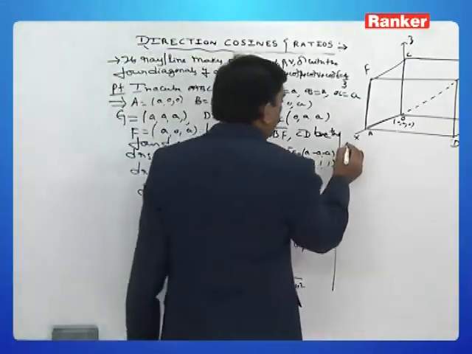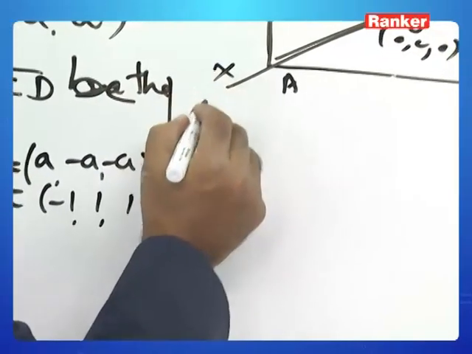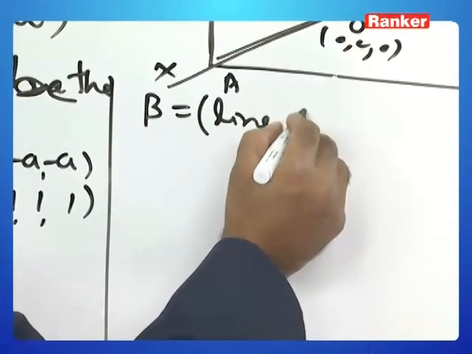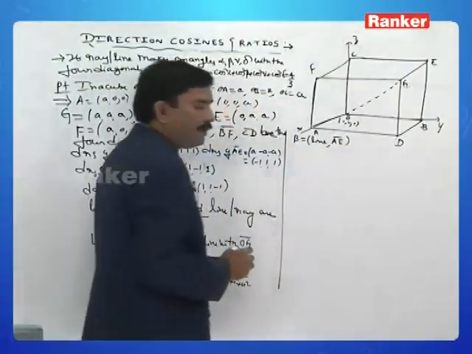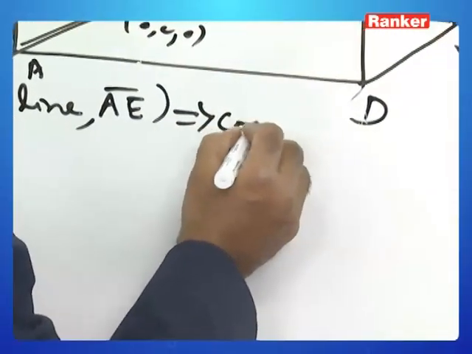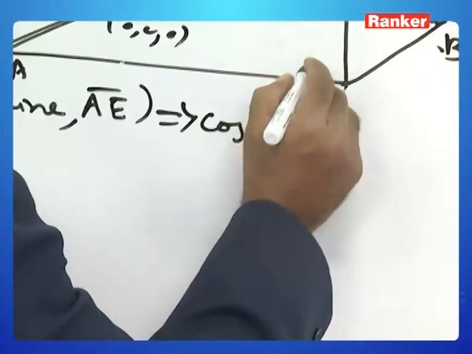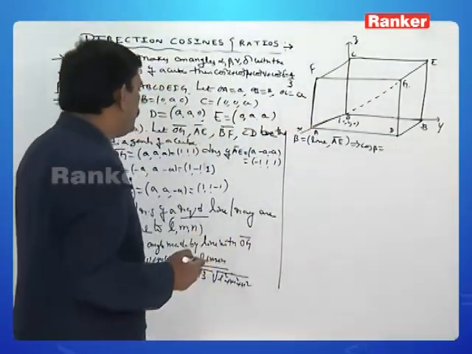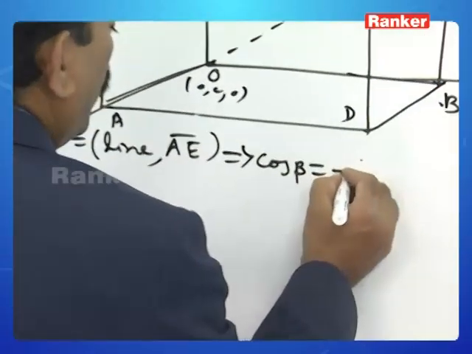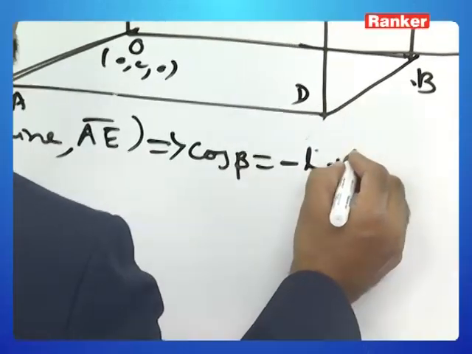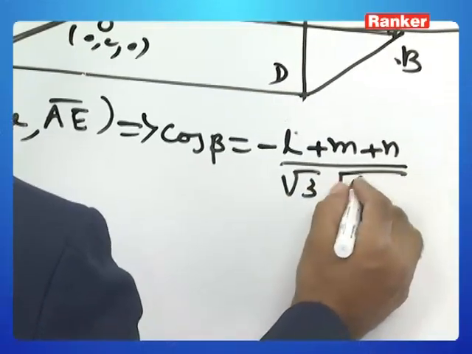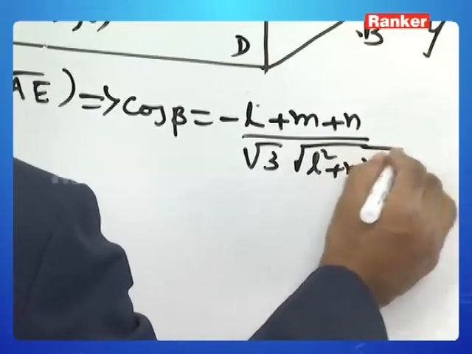And next, beta is the angle between the required line and AE bar. Which implies cos beta is equal to, angle between line and AE. What are the DRs of AE here? Therefore, l1, l2, that is a1, a2, minus l, b1, b2, m, c1, c2, n by root 3 into square root of l square plus m square plus n square.